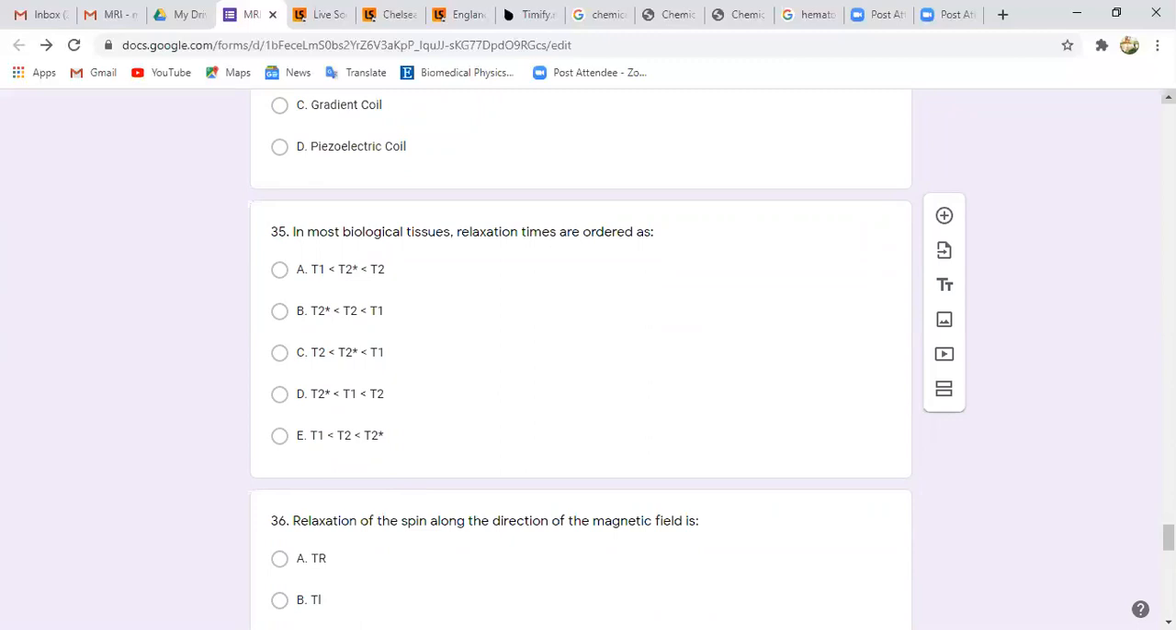This one should be a straightforward question. Very, very straightforward. I think I got it wrong, but looking at it now, I will take B. Yeah, it's actually B. T1 is always greater than T2. And T2 is always greater than T2 star. Because of the field inhomogeneity and whatever, and then phase and the phasing.